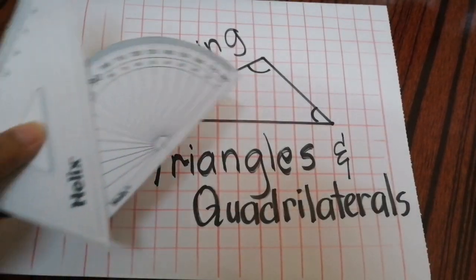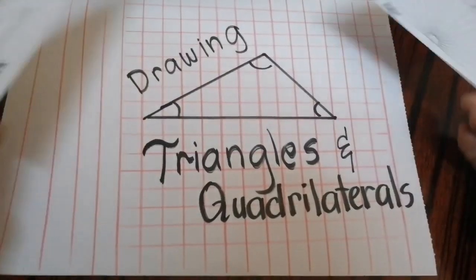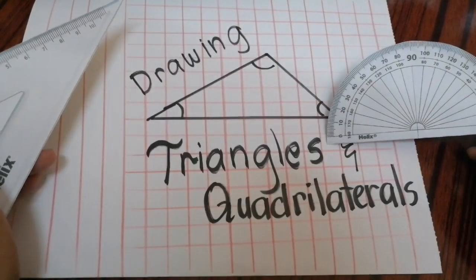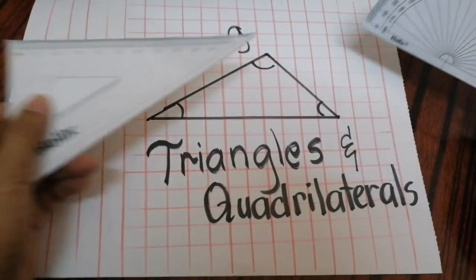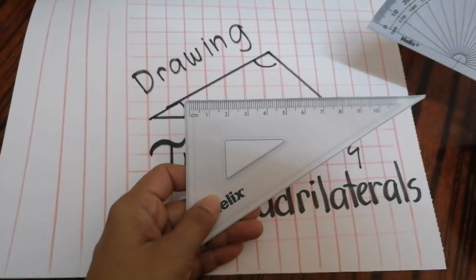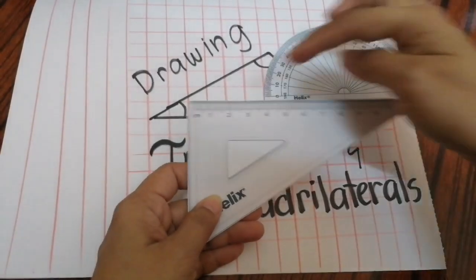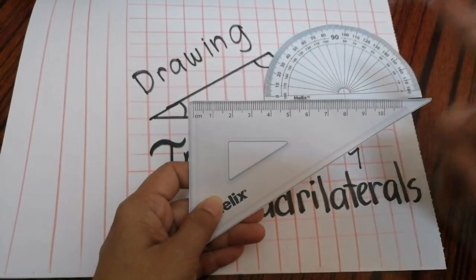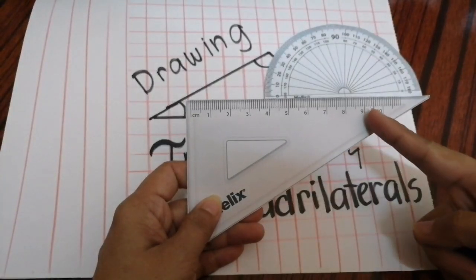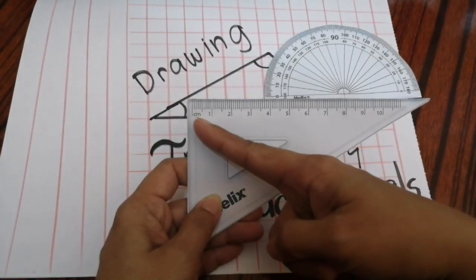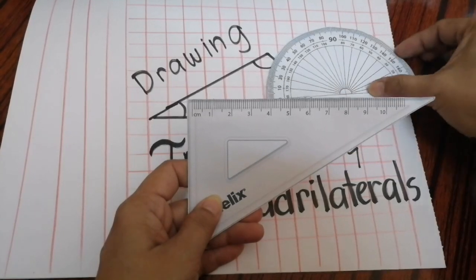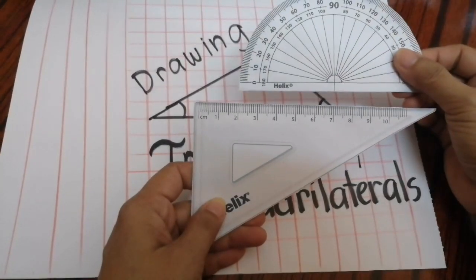Good day everyone! Today we are going to draw our own triangles and quadrilaterals using our ruler. If you don't have a ruler, you might as well use the set square, because we will be needing its straight edge and the measurements in centimeters, plus a protractor.